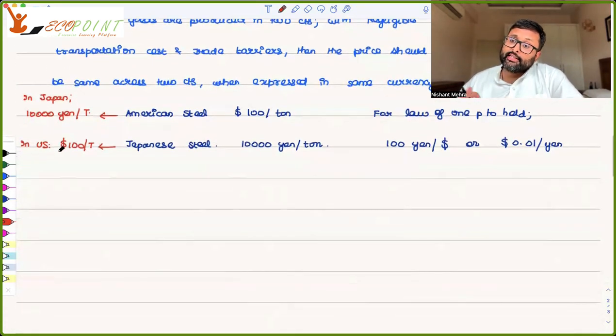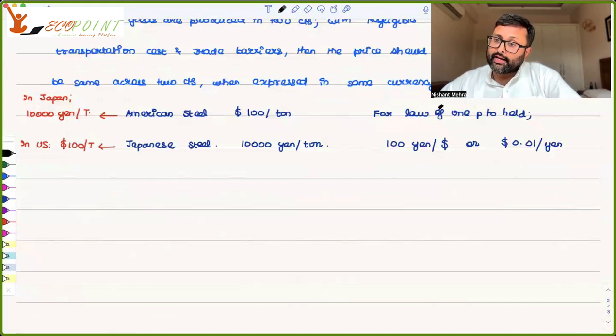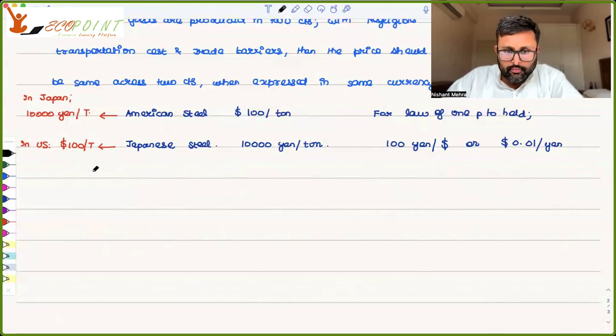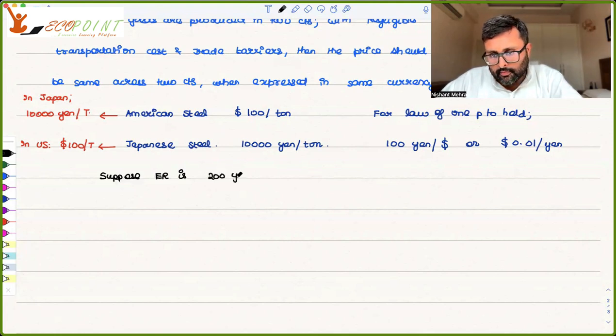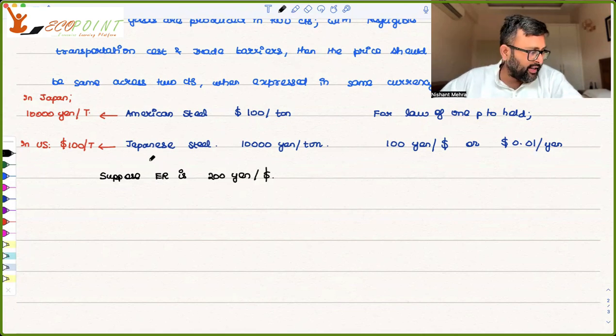Now, suppose the exchange rate is different. This was the exchange rate for the law of one price to hold, but supposedly the exchange rate is different. Then what is going to happen? Suppose the exchange rate is 200 yen per dollar.